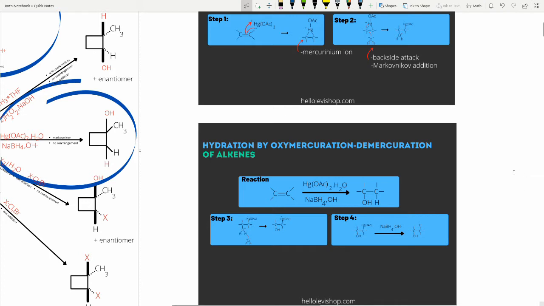Now, both of these are a correct way to create an alcohol on the more substituted carbon. The difference is that one forms a carbocation and one doesn't. So the question is, which one would you use over the other? If you're worried about rearrangement, use oxymercuration demercuration. If you're not worried about rearrangement, you can also use the acid-catalyzed hydration.